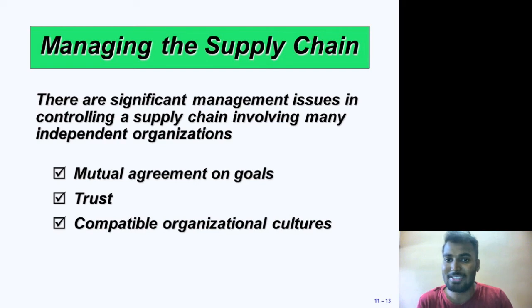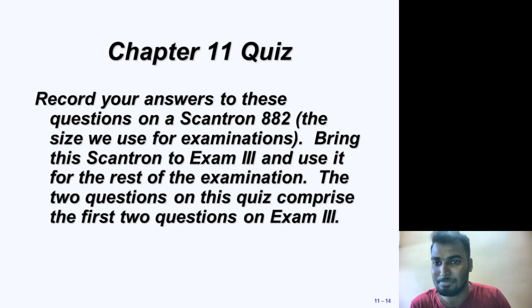And how do we manage the supply chain? The first thing we need to do is reach mutual agreement on goals, and build trust and a compatible organizational culture. These are the things we need to rely upon, and we need to understand the employee's environment and the environment of the organization, and agree on all the supply chain management, including in case of any significant management issues of controlling it.